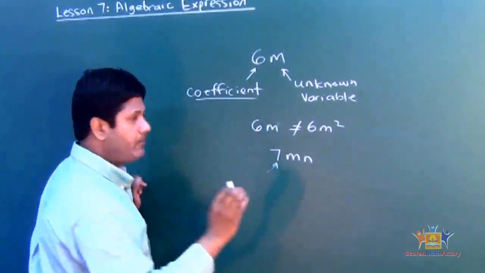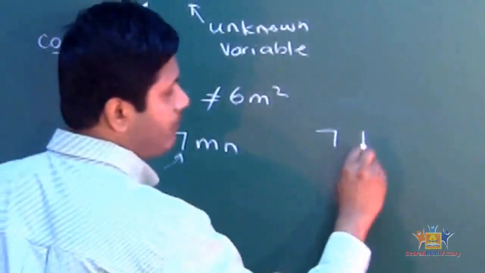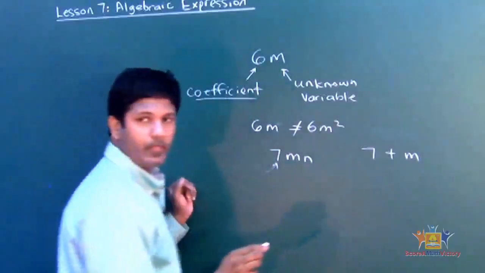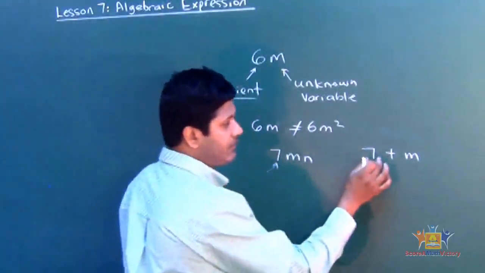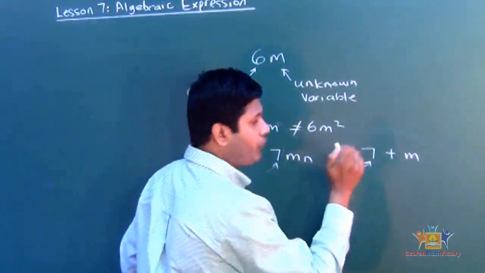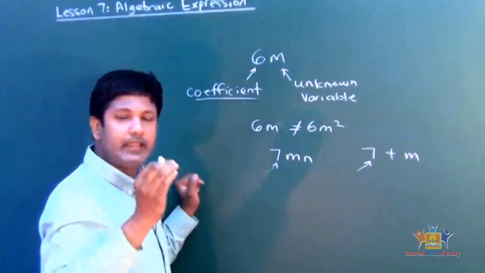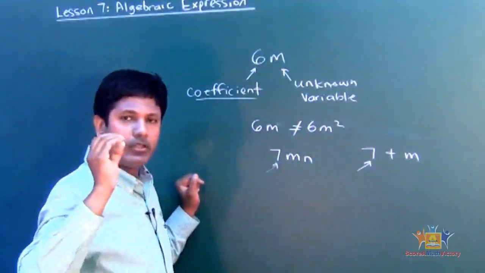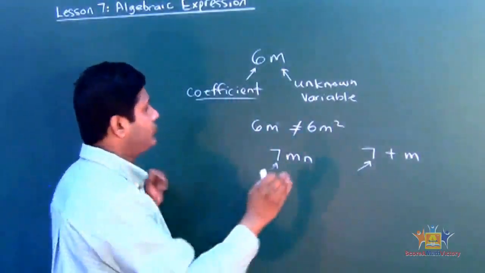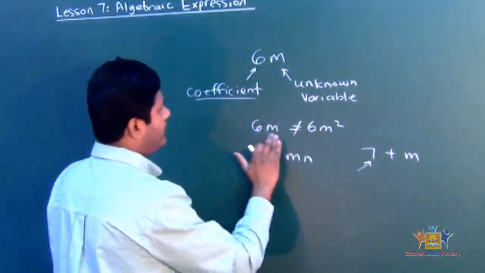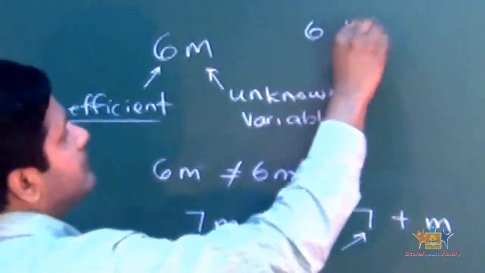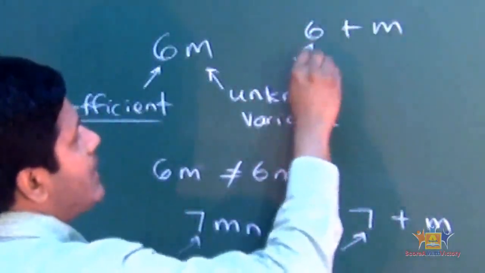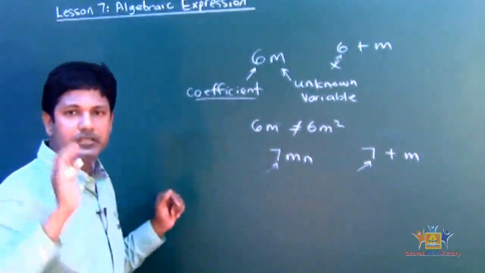Now keep in mind, if it's like this, 7 plus m, then 7 is not a coefficient, because 7 is by itself. The coefficient is when the number is right next to the unknown, like this right there. See that? That is the coefficient. Not when it's 6 plus m. This is not a coefficient.